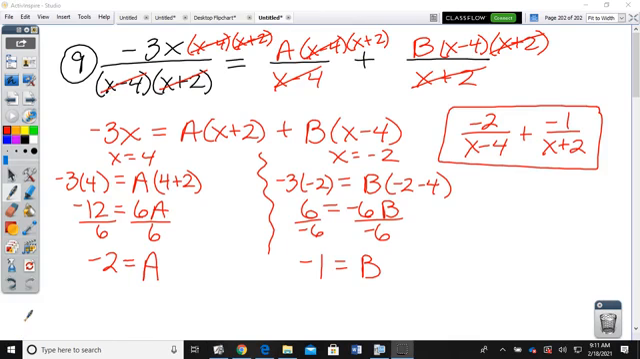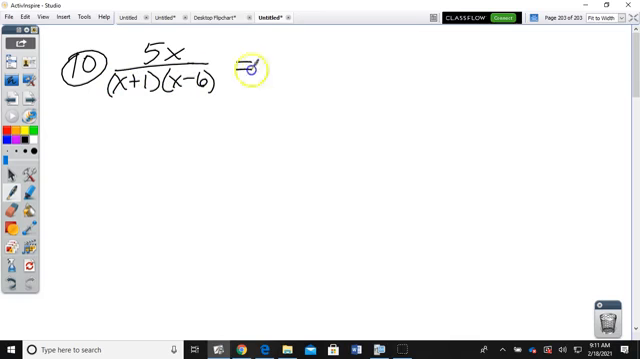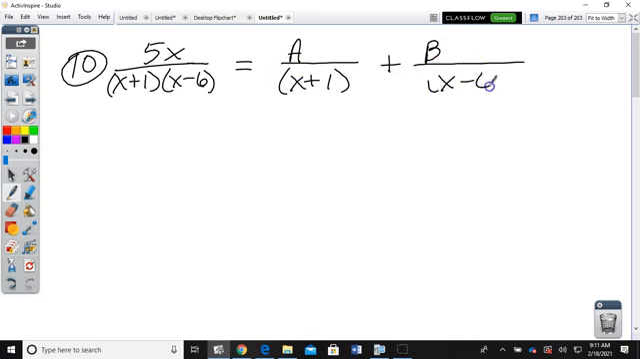All right, we got two more like this. Number 10. 10 says 5x over x plus 1 times x minus 6. And again, they're doing us a huge favor by already factoring it for us. So I know one denominator is x plus 1 and one is x minus 6.